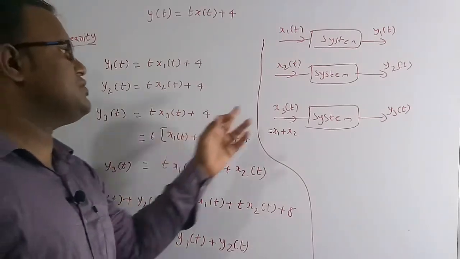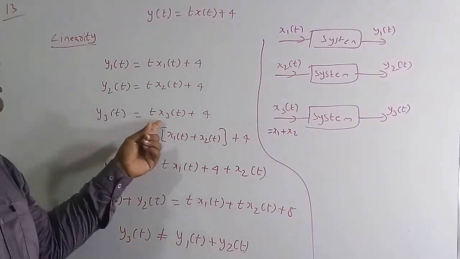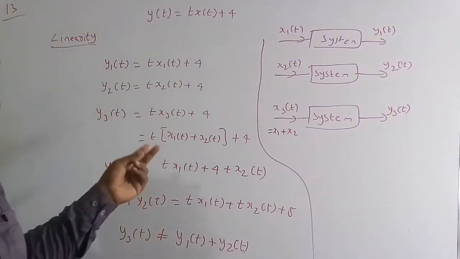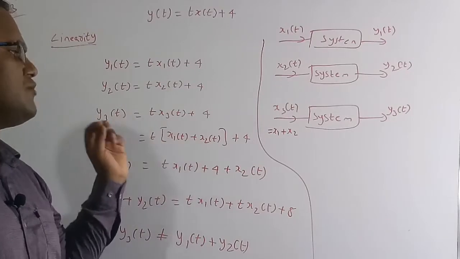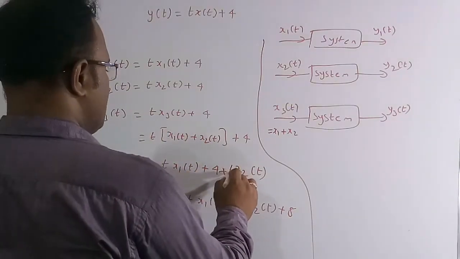Now let me assume this new input, which is the summation of the two previous inputs. Therefore wherever x3 of t is there, we substitute the summation of the two previous inputs, which is x1 of t and x2 of t. So if you solve this equation, we are going to get it in this manner. This is the expression we are going to get.